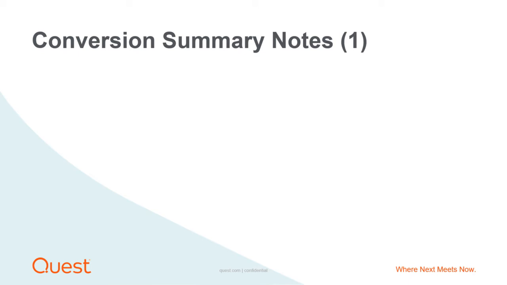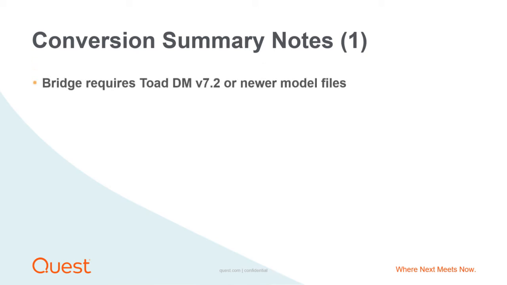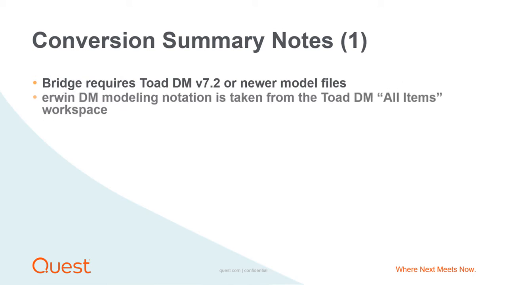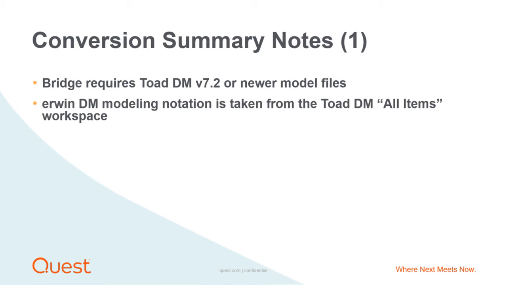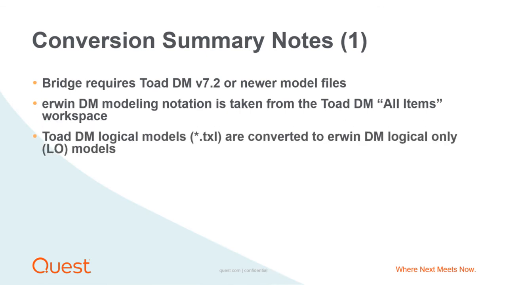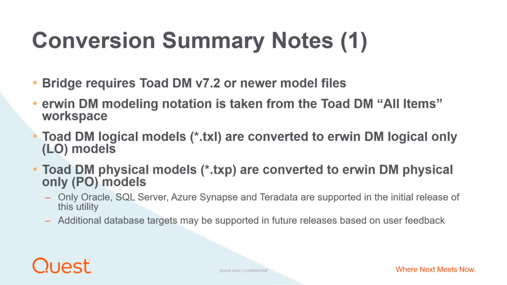To ease the verification and validation process, here are some important notes to keep in mind. This bridge requires Toad Data Modeler version 7.2 or newer model files. Erwin Data Modeler modeling notation is taken from the Toad Data Modeler All Items workspace. Toad Data Modeler logical models are converted to Erwin Data Modeler logical only models. Toad Data Modeler physical models are converted to Erwin Data Modeler physical only models.